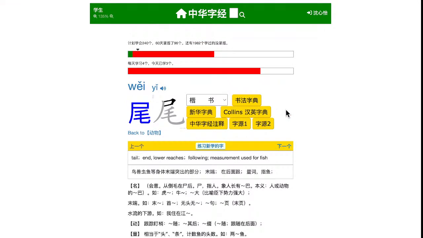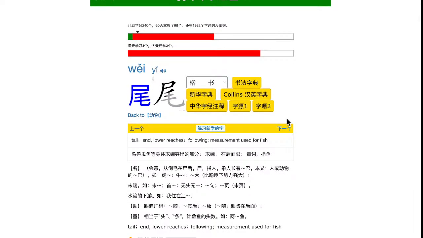尾, 尾 means tail, end, or lower reaches. It can also be a verb, following. That means you are basically following somebody or something. 叫尾随, okay? And it is also a measure word for fish. One fish you can call 一尾鱼.